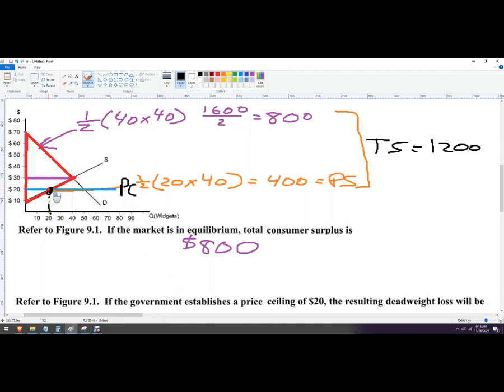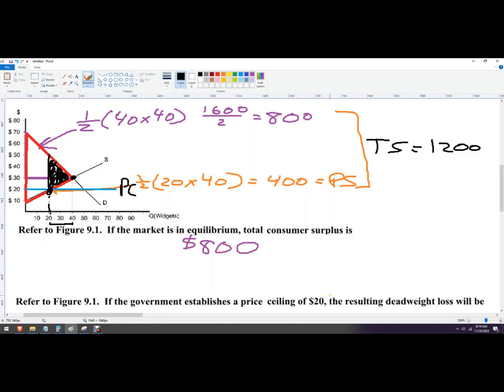Okay, and we're going to lose this part of the consumer surplus and this part of the producer surplus. So all of this is gone. All of this black triangle right here, this is the deadweight loss. So we just need to calculate the area of that triangle, which is really the value to this economy of these 20 units.